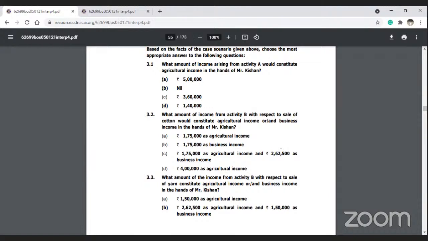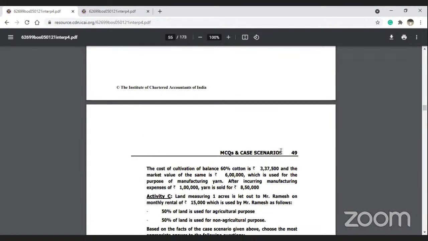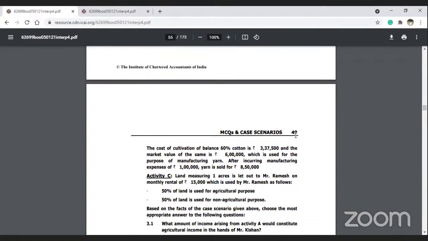Cost of cultivation of the balance 60% of cotton is 3,37,500. That is cost. And the market value of the same is 6 lakh. It is not a sale value. And they are saying that the 60% market value is used for the purpose of manufacturing yarn. So yarn is sold, and you will reduce expenses for yarn. Same question is there in the book.